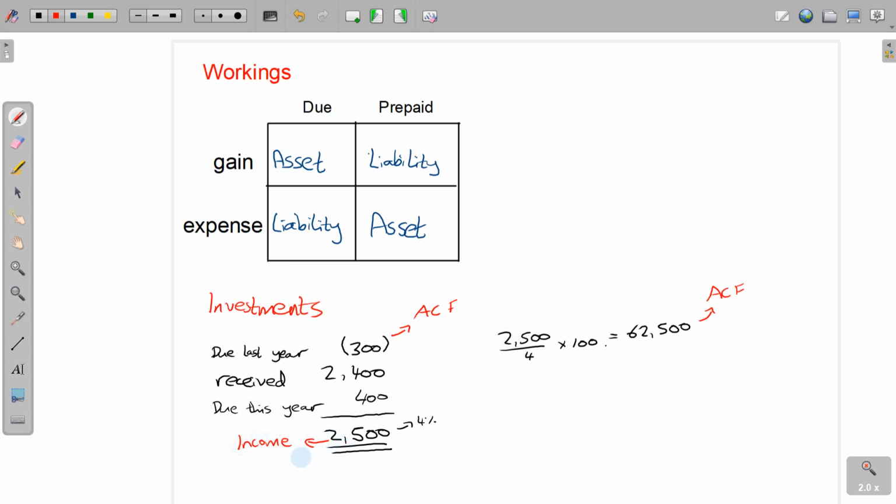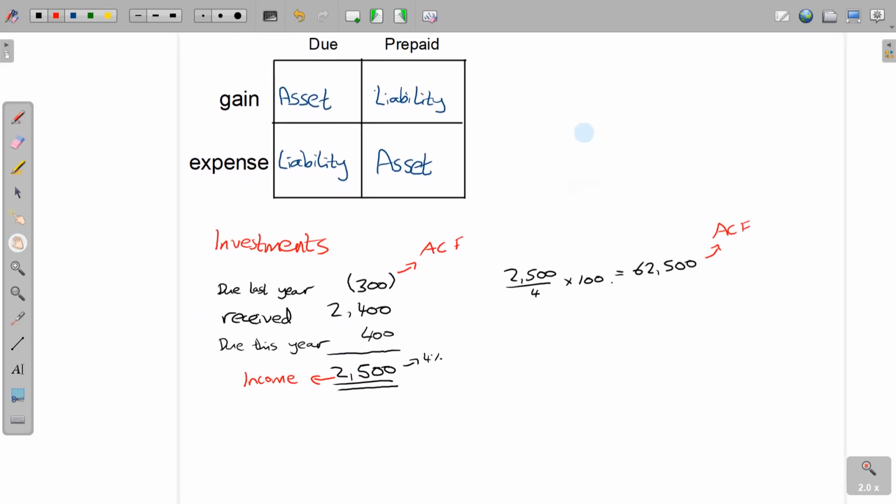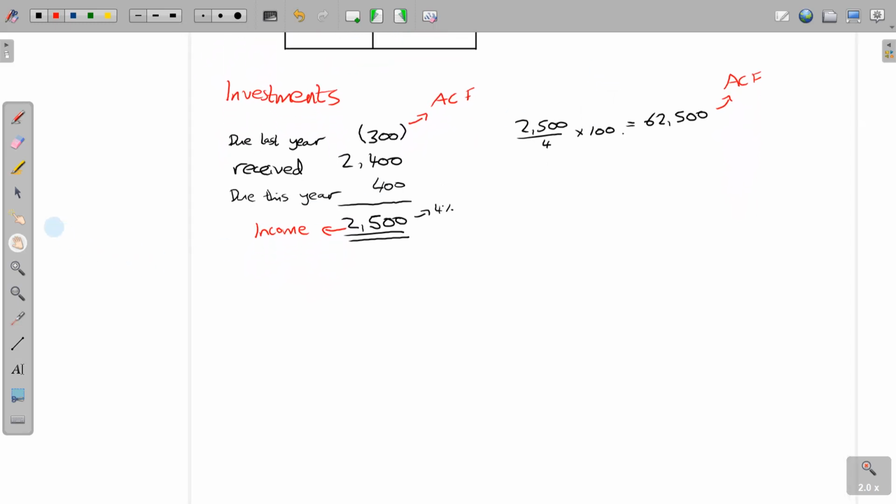So when we do our part B, or what they ask us for, an income and expenditure account, that will be going in there. Because for an income and expenditure account, again, it's just like a P&L account. We're only interested in what we are supposed to get paid this year. So that's the 2,500. So that's a lot done with just that small adjustment. We're now going to look at the bank loan adjustment.